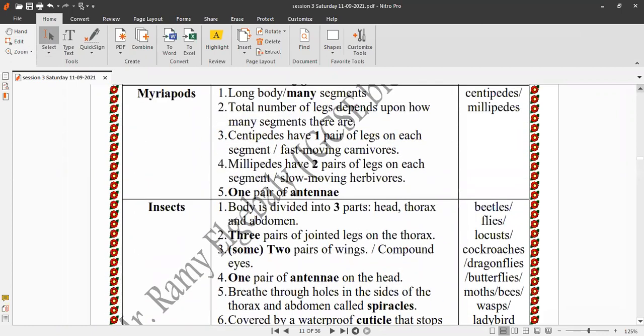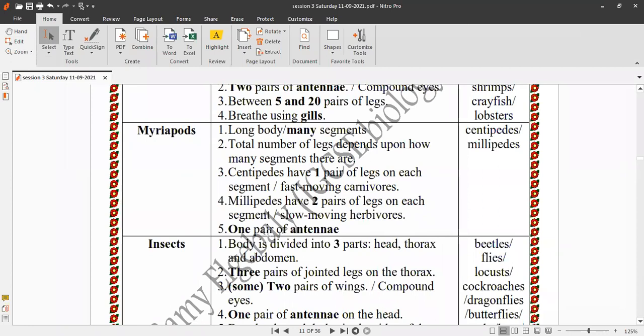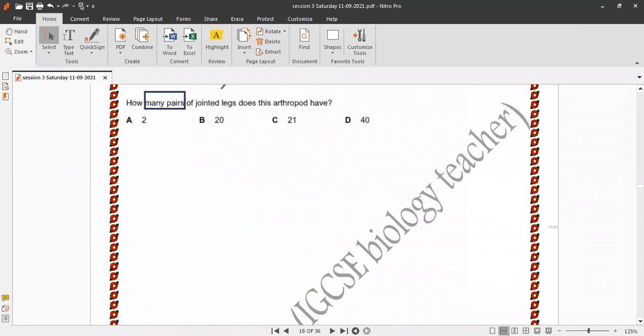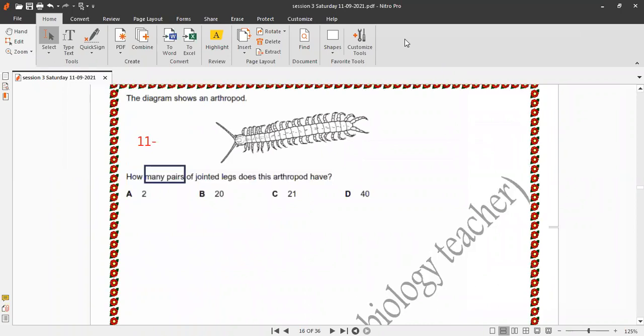Okay, let's see the myriapods. One pair of antennae. Okay, one pair of antennae. But he asked about the pairs of legs. Let's count the pairs of legs again. Start from here. 1, 2, 3, 4, 5, 6, 7, 8, 9, 10, 11, 12, 13, 14, 15, 16, 17, 18, 19, 20. Okay, so the correct answer is 20.